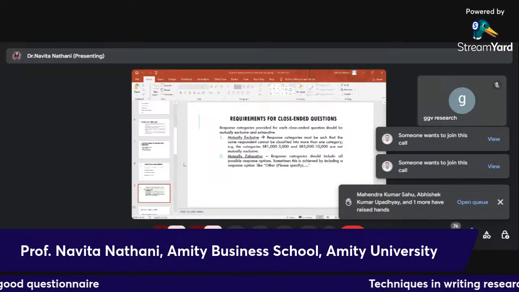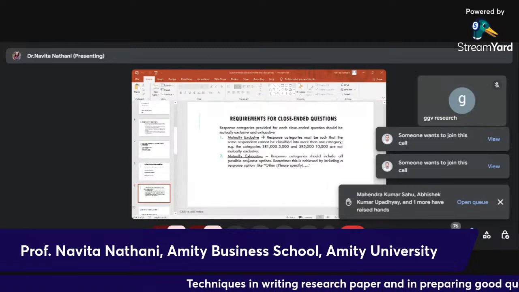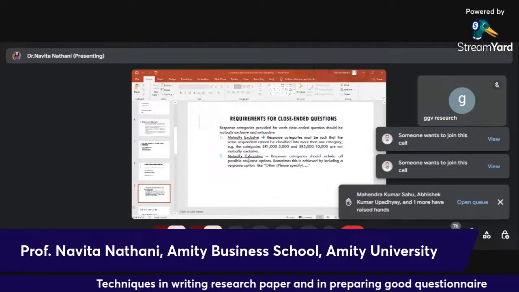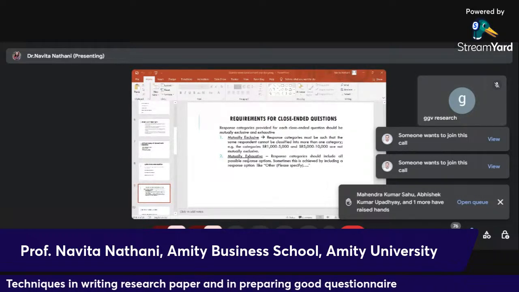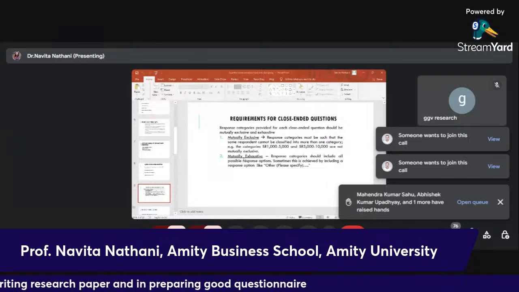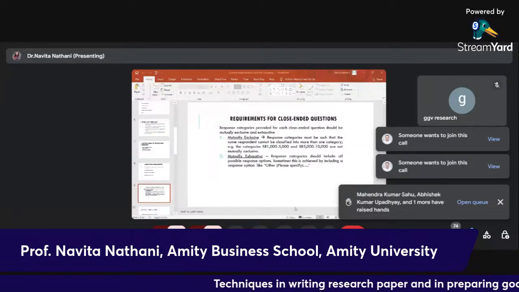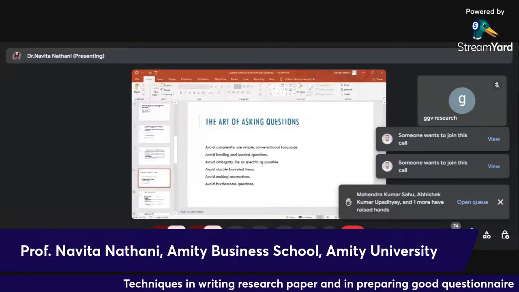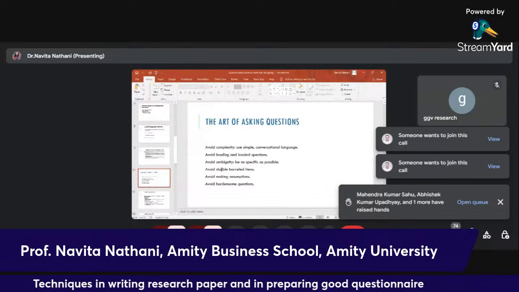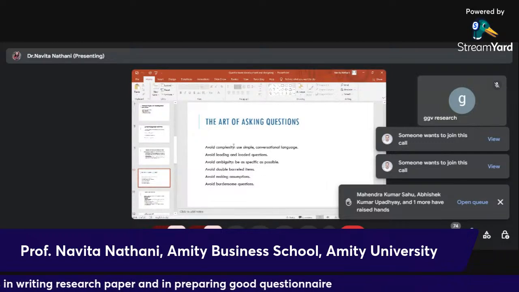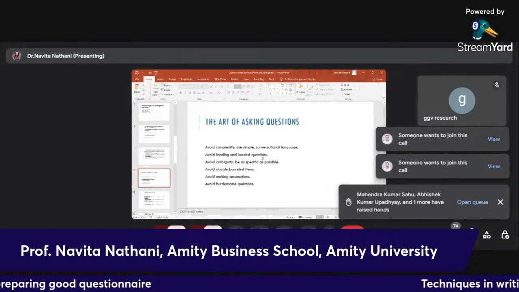Even if you are not developing a questionnaire, but you are collecting data for your categorical variable, you want to apply ANOVA and you cannot apply ANOVA without it. आपको ये चाहिए कि भाई हमको ये जो categorical variables हैं ये सब मिलते रहें. So this is how we need to do this. So I'm quickly coming to the art of asking questions. We should avoid complexity. Leading and loaded questions नहीं होने चाहिए.